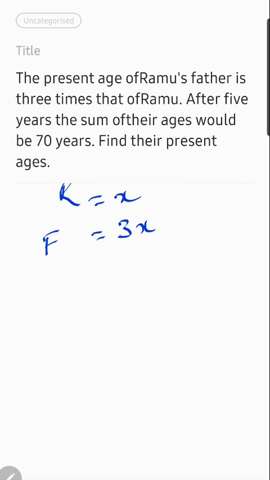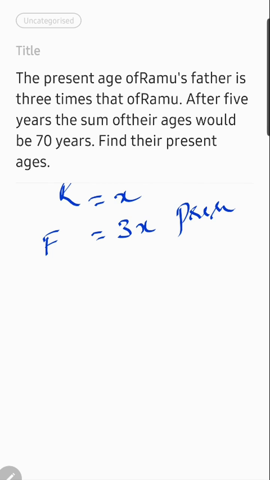So 3x. These are the present ages. So we have got how to take the variables. After that, after 5 years, they said. By using x and 3x alone we can't make the equation, so one more statement is there.